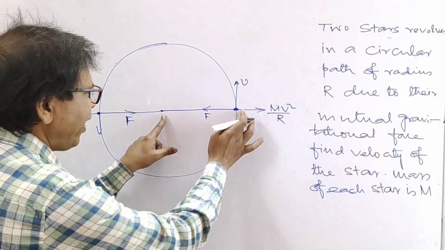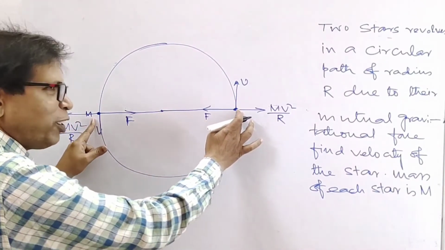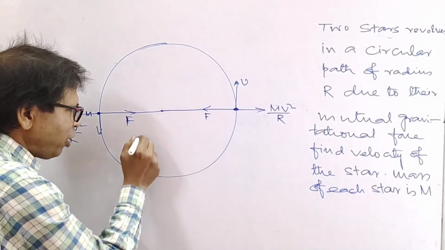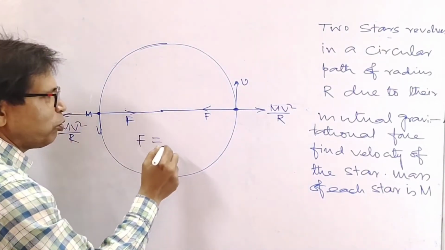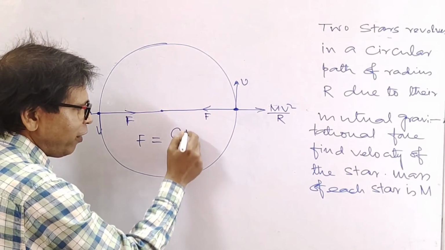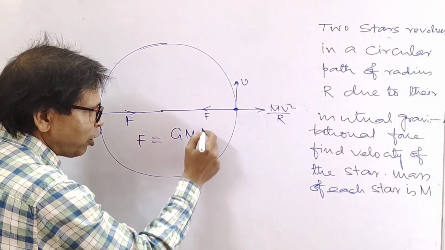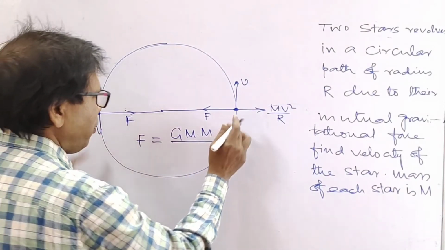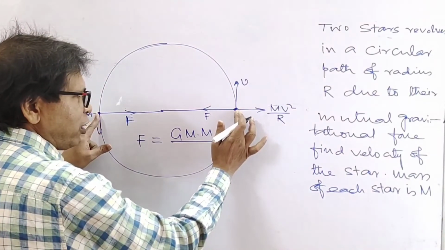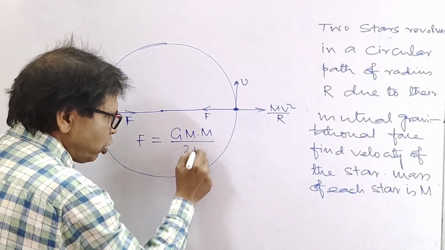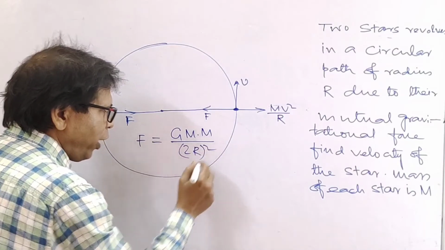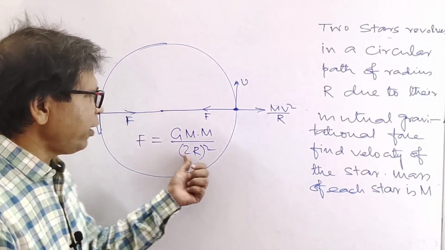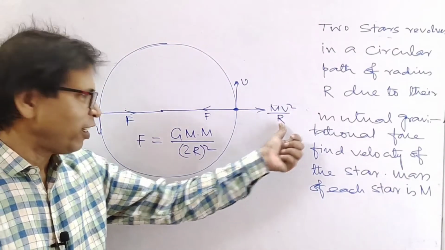Look at this, this is R, so this is obviously 2R. So the gravitational force of attraction F is equal to G times the mass of one star times the mass of the other star, divided by the square of their distance. The distance is 2R, so this is (2R) whole square.